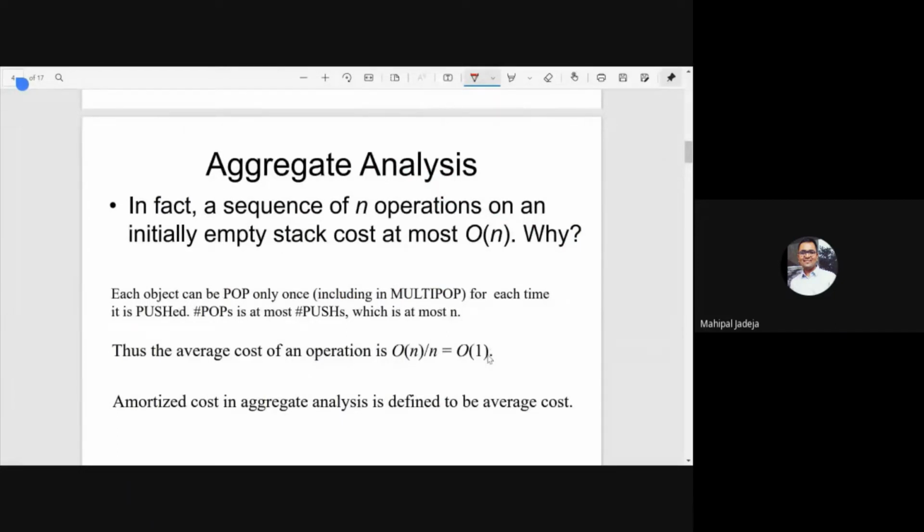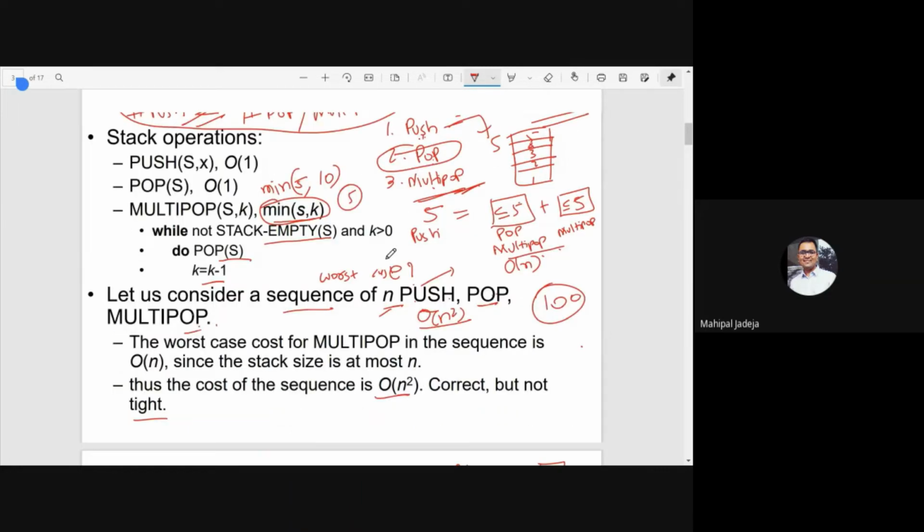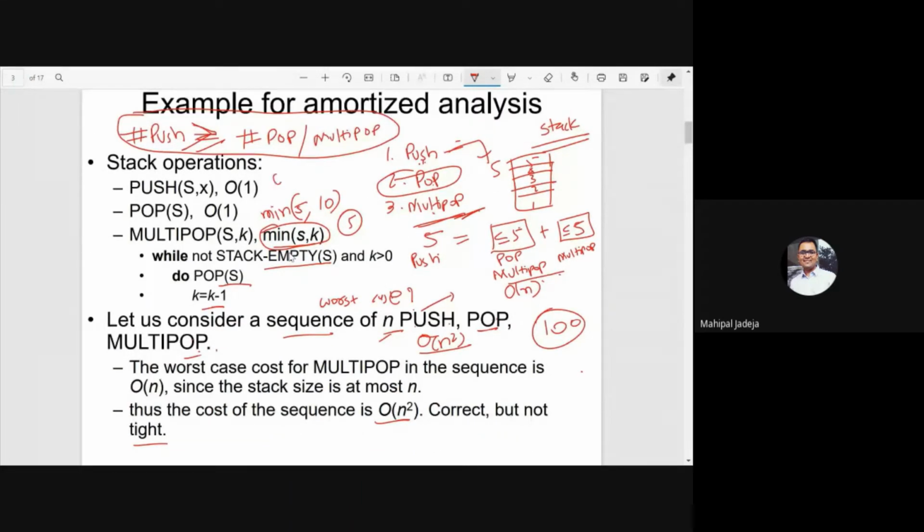Okay, so let's consider it. If I talk concretely, instead of assuming 5, let's say the number of times I am pushing elements is n. In other words, in the stack I am inserting n different elements. Then what can I say about the complexity of pop as well as multi-pop? That is the question. So n times I am pushing elements. Pushing one element will take order of 1 time, so pushing n elements will take order of n time. Do you agree with this?